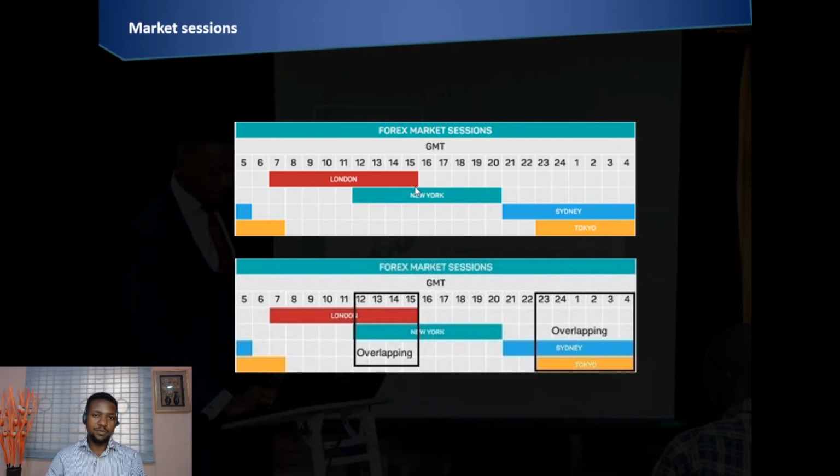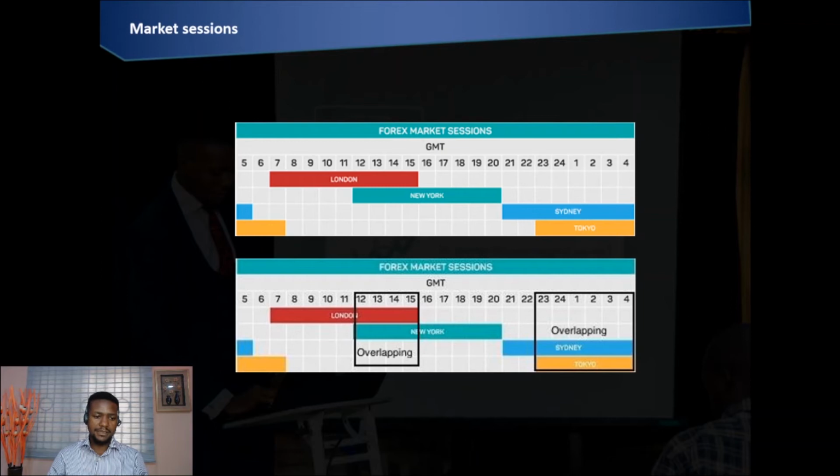During this period, there will be a lot of volatility in the market. There will be so much movement, and we have so many traders placing trades. So it is advisable to trade when we have either one or two market sessions open, when there is huge volatility. And by 8 o'clock, the New York session will close, while Sydney section will kick off.